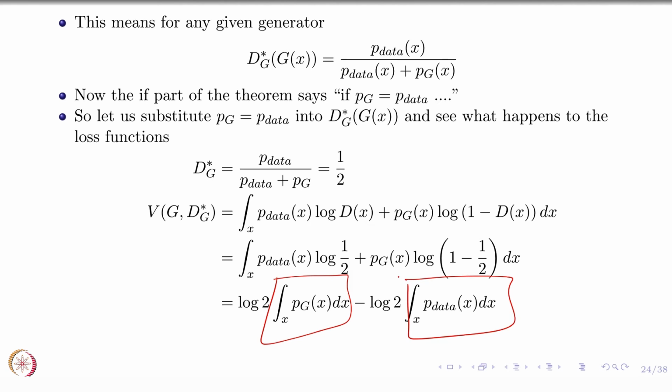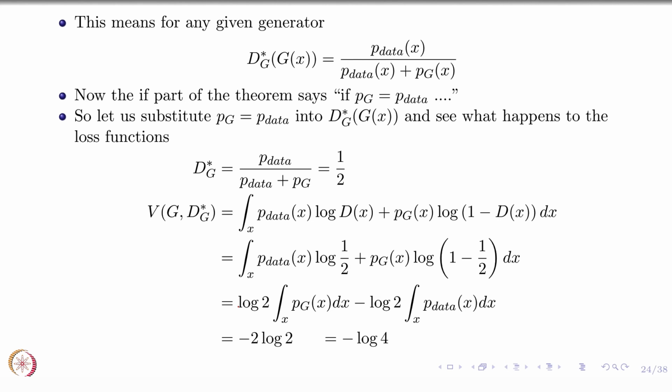So what's the final answer that you get? Oh wait, this should be plus, or I think, no, this should be minus, sorry. So what you'll get is minus 2 log 2, which is minus log 4. So this is the value you achieve when PG is equal to P data. So I have computed the value that you will achieve when PG is equal to P data. That was the first part, or the first step, of my proof.